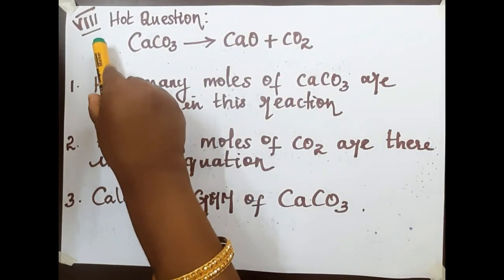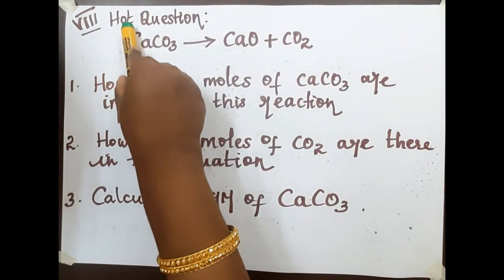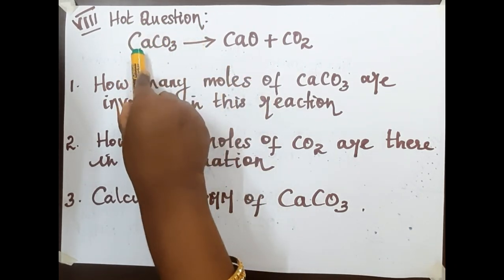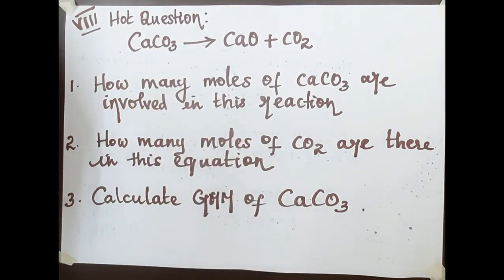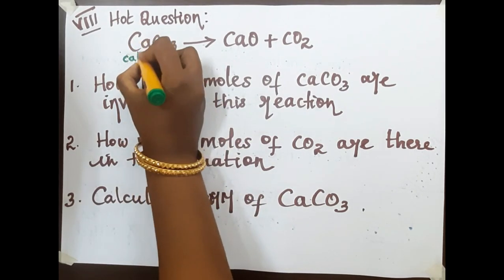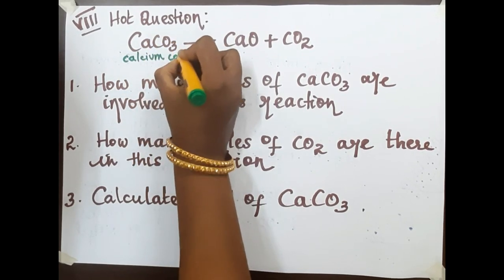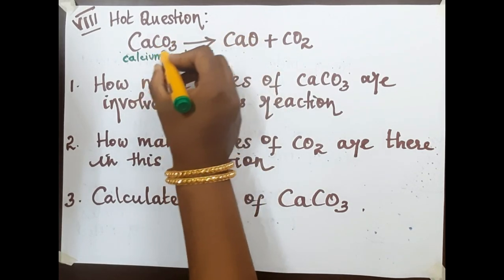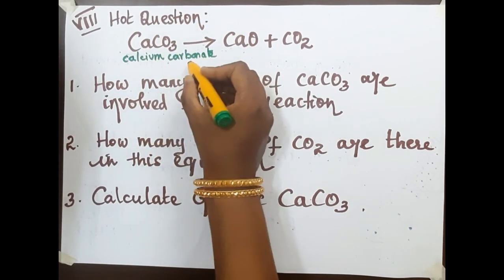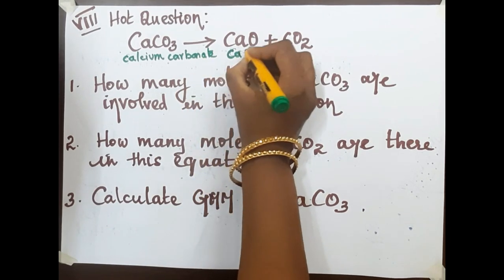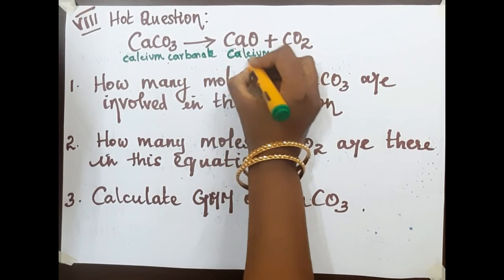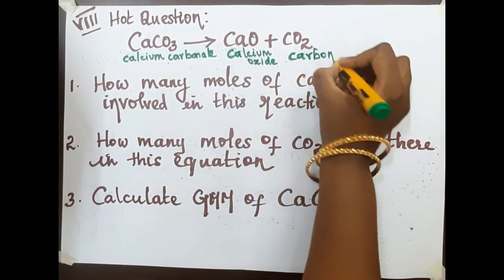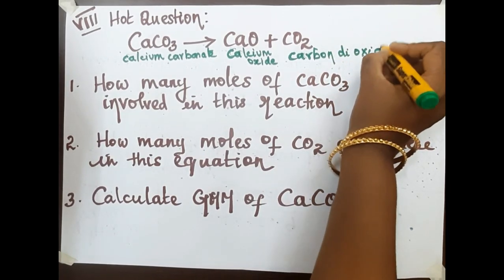The next question is Roman letter 8, a high order thinking skill question. They have given an equation children. See this, CaCO3. What is the name of this compound? It is calcium carbonate. On heating, calcium carbonate decomposes to give calcium oxide and carbon dioxide.